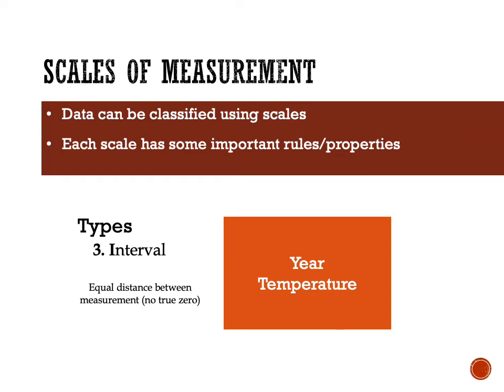However, with interval data, there's no true zero. What we mean by that is that there's no such thing as an absence of that variable. So in our temperature example, there's no such thing as having an absence of temperature. If I had 0 degrees, the temperature still exists at 0 degrees.